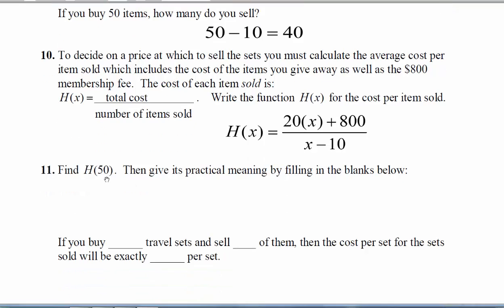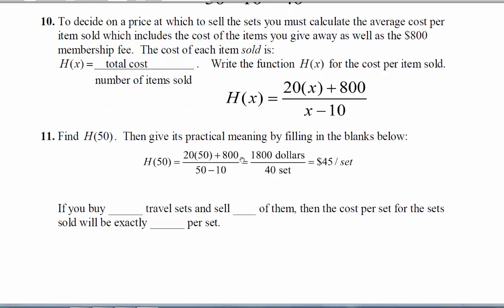Question 11 asks us to find h of 50. So I'm going to replace the x with 50 and solve. So when I replace x with 50 and I do the math across the top, I'm left with $1,800 over 40 sets. So it's $45 per set. So if we fill in the blanks, if you buy 50 kits or sets and sell 40 of them, your average cost will be exactly $45 per set. So it'll look something like this.